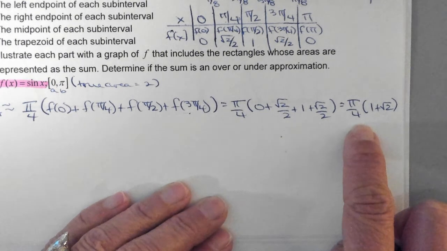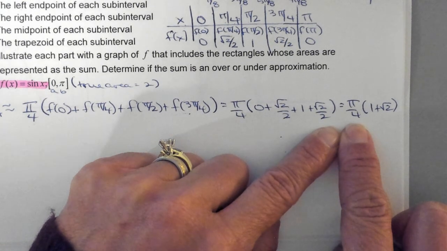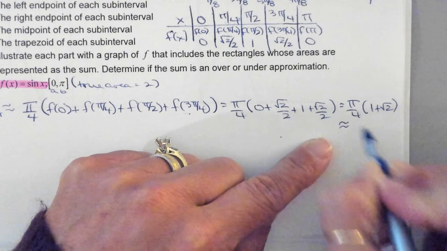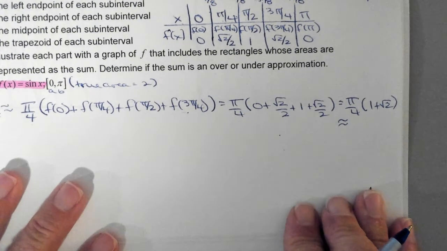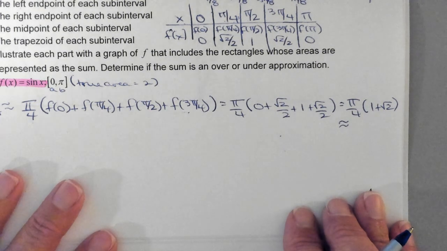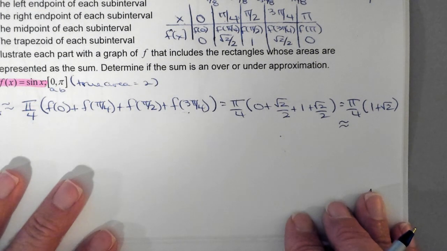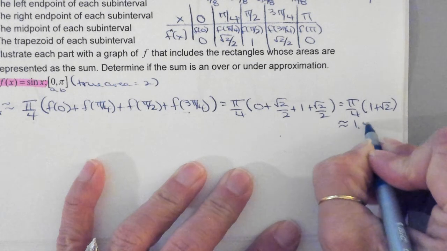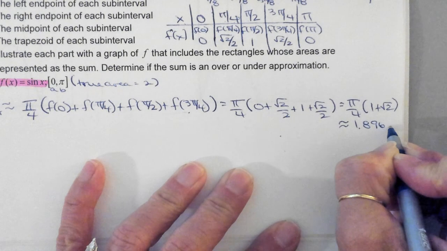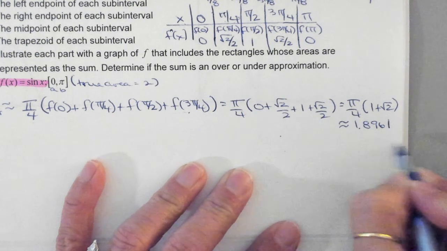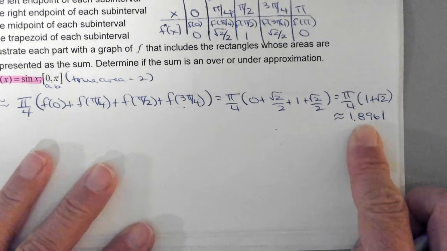Okay, use your calculator. Give me an approximate value of the area to 3 decimal places, please. 1.896 or 8961, right? Okay. So if we do 4 decimal places, this is what this would be if we truncated.